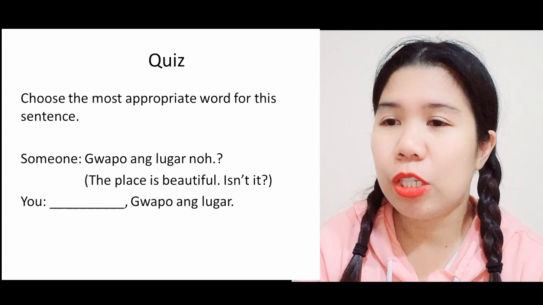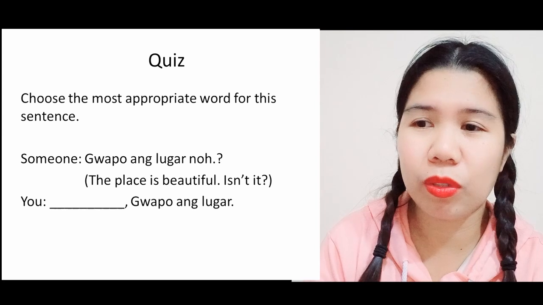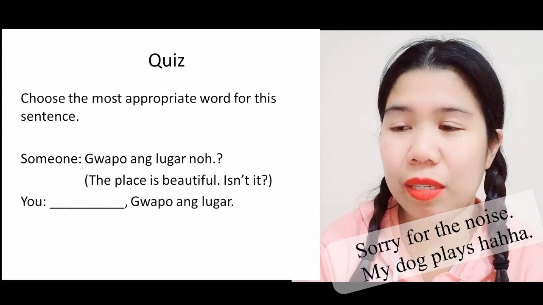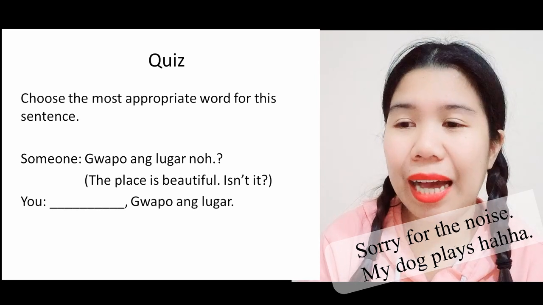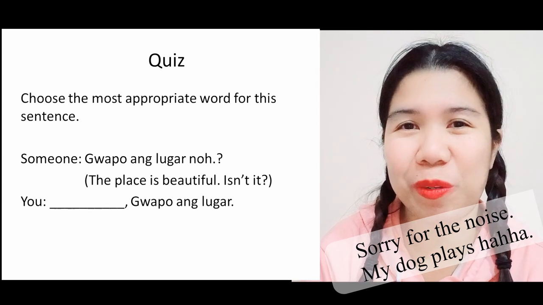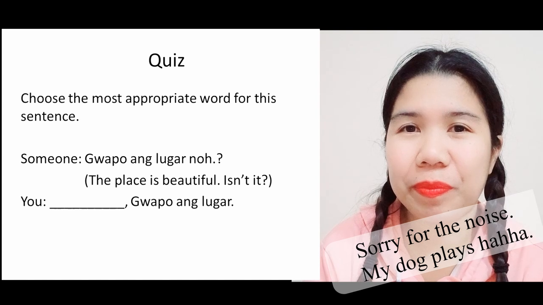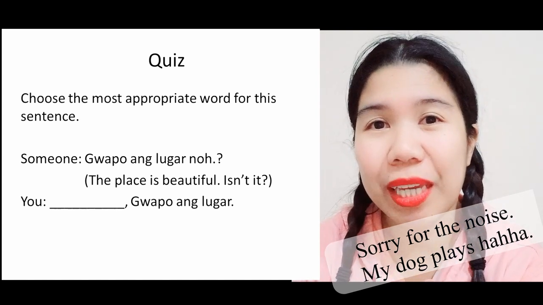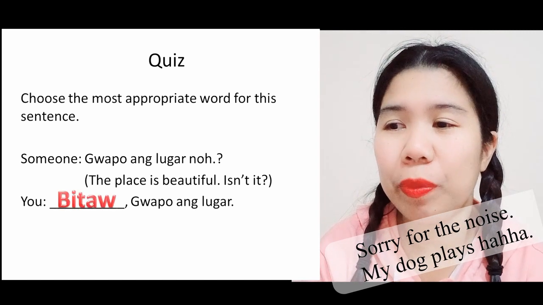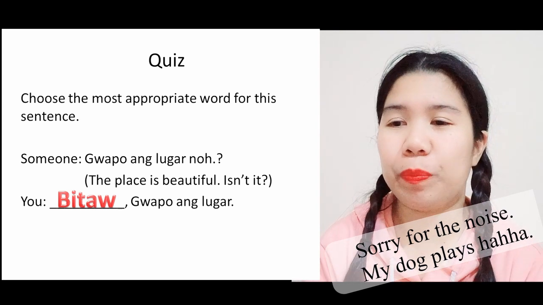All right, so someone said guwapo ang lugar no. So guwapo ang lugar no, it means the place is beautiful, isn't it? So blank, guwapo ang lugar. What do you think would be the correct answer? Is it gani, bitaw, or lagi? Okay, the correct answer is bitaw. Guwapo ang lugar. So, you agree that the place is beautiful.